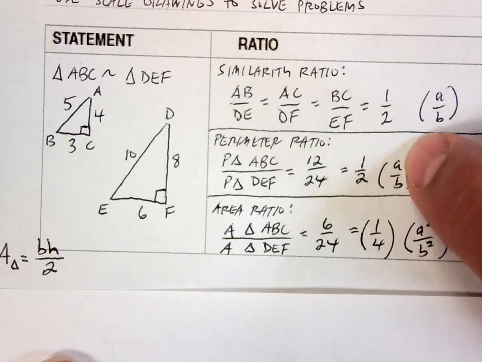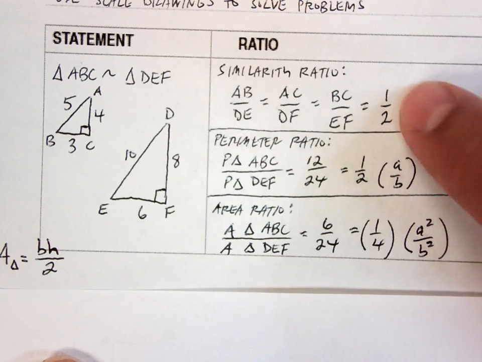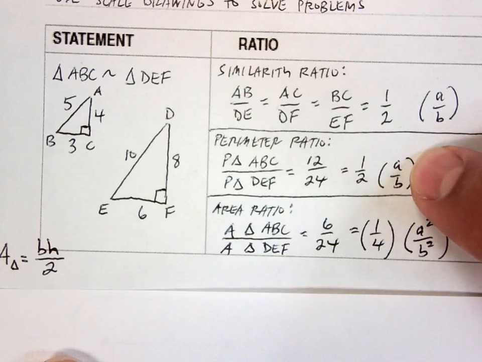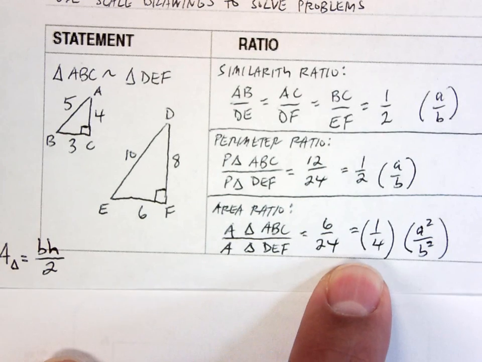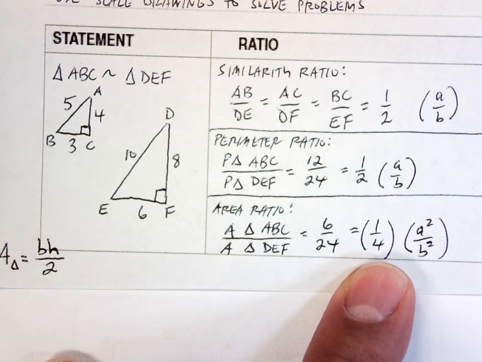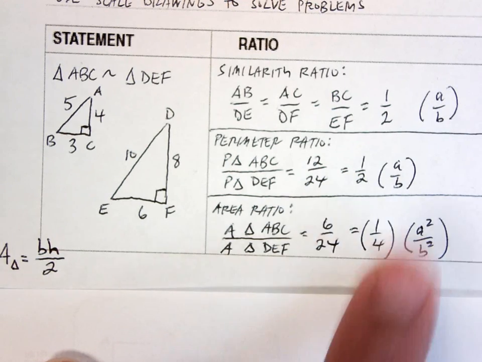These two are always going to be equal. Similarity and perimeter are always going to be equal to each other. And once I know those, all I have to do is square it to give me the area ratio. The area ratio is the perimeter ratio squared. 1/2 times 1/2 is 1 over 4.